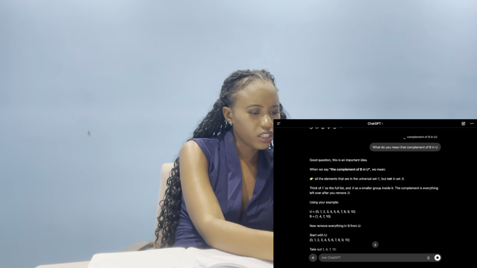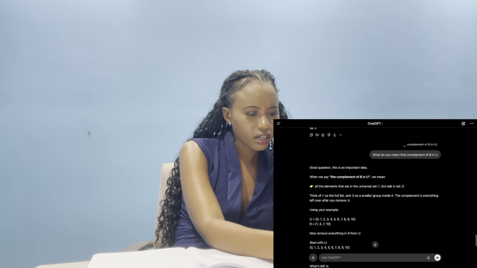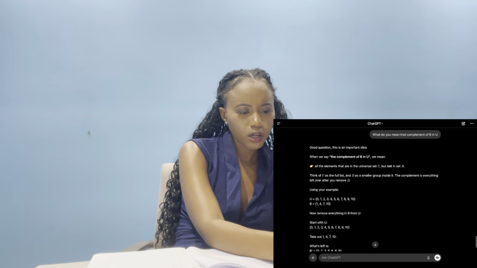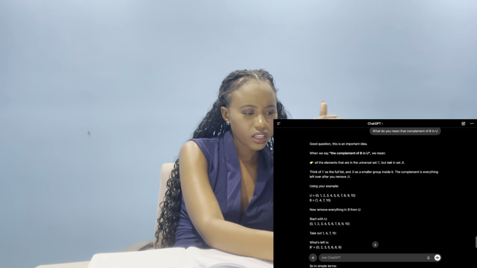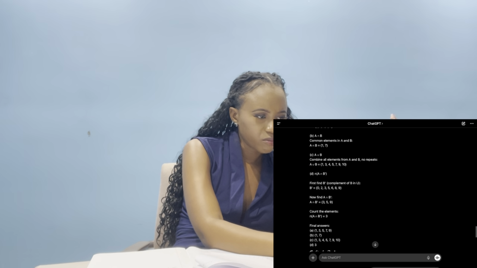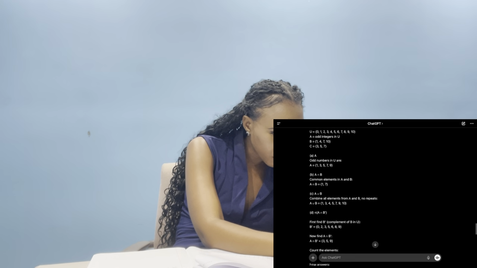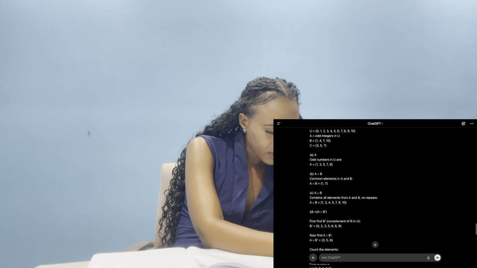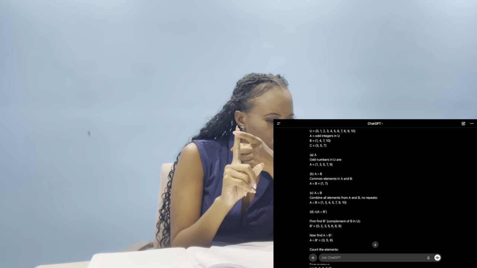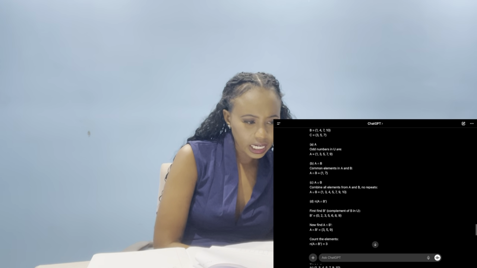When we say the complement of B in U, it's all elements in the universal set U but not in B. So think of U as the full list and B as a smaller group inside it. The complement is everything left over after you remove B. So everything outside of B, that's what they mean. So if B is 1, 4, 7, 10, B complement would mean everything outside of B, so it looks like 0, 2, you see? Okay, so now I understand.